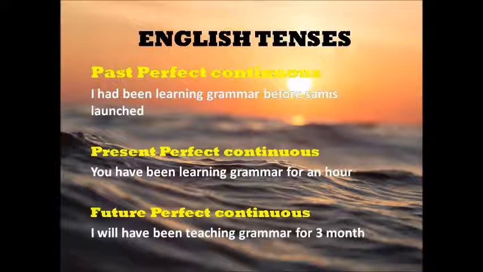And the last one is future perfect continuous. We know in future perfect two things were there, but the first one stopped before the second one. But here the first incident will still be going on despite the second incident. Example, I will have been teaching grammar for 3 months, which means I will be teaching grammar for the next 3 months, but I'm not going to stop afterwards. Instead, I will be coming with new content.